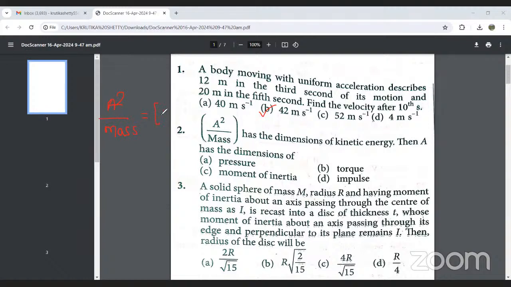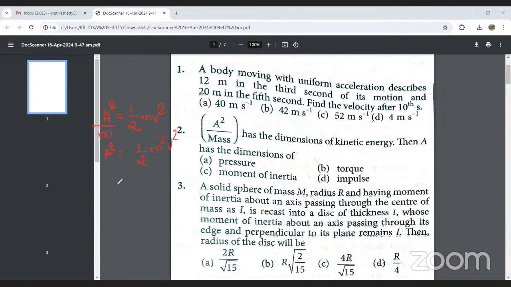Kinetic energy and work all have the same dimension formula. Let us simplify this, because we require A. We can keep it as A square is equal to kinetic energy. What is kinetic energy? It is half mv square. But here it is divided by mass. Therefore A square is equal to 1 by 2 m into m, which is m square, into v square.